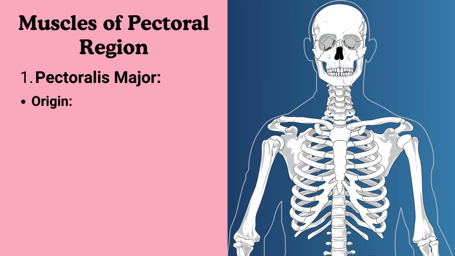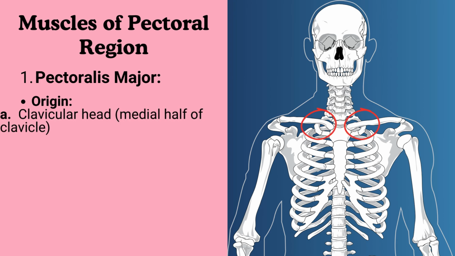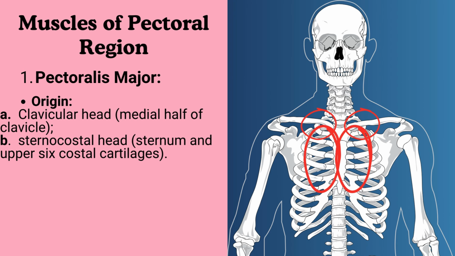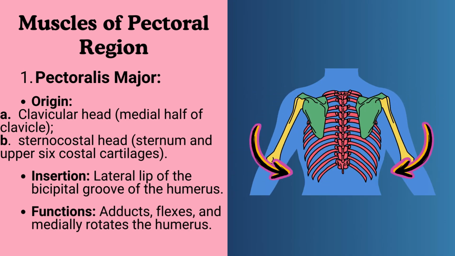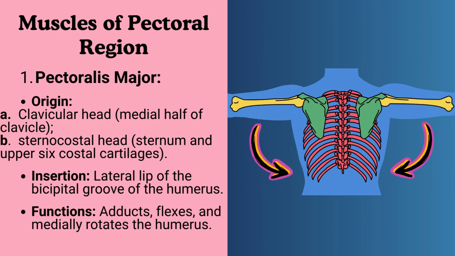Pectoralis major. Origin: it originates from clavicular head, medial half of clavicle, sternocostal head, sternum and upper 6 costal cartilages. Insertion: it attaches to the lateral lip of the bicipital groove of the humerus. Functions: it adducts, flexes, and medially rotates the humerus.